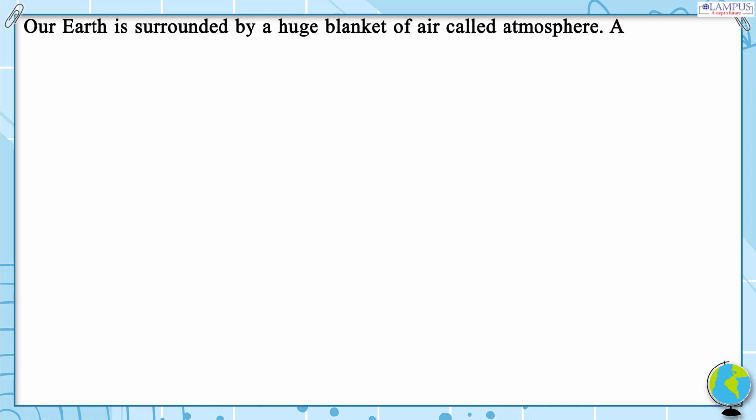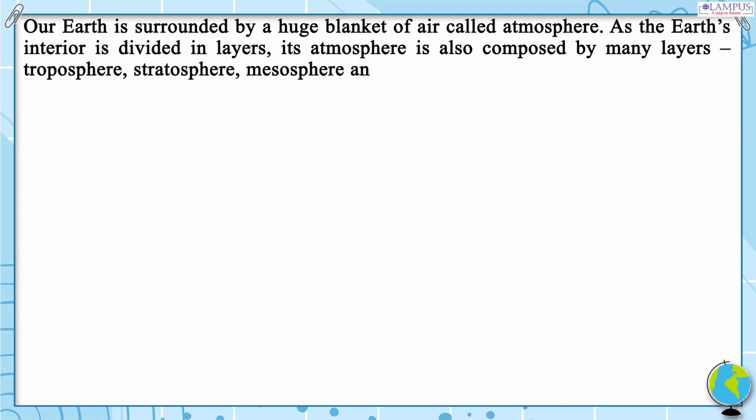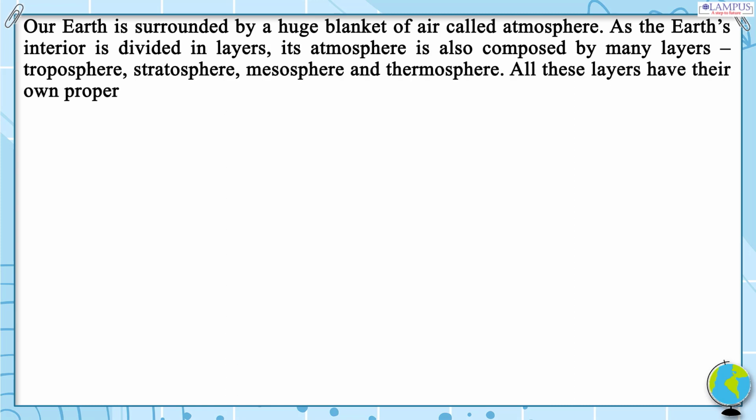Our Earth is surrounded by a huge blanket of air called atmosphere. As the Earth's interior is divided in layers, its atmosphere is also composed of many layers: troposphere, stratosphere, mesosphere and thermosphere. All these layers have their own properties.